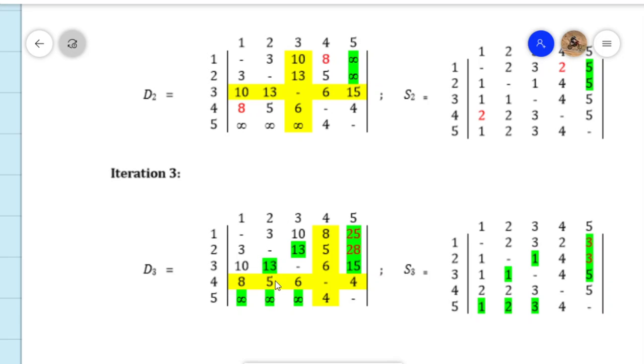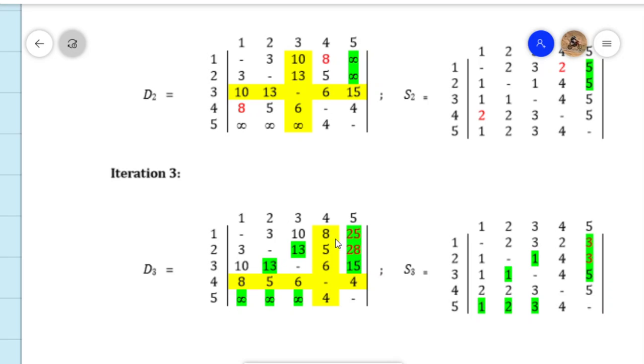3, compare that with 5 plus 8. 5 plus 8 is 13, greater than 3. 10 compare with 8 plus 6. 8 plus 6 is 14, greater than 10. Then 25. Note that 25 is a new entry, but still it will be applied with the triple operation. No exemption except for the pivotal row and pivotal column.